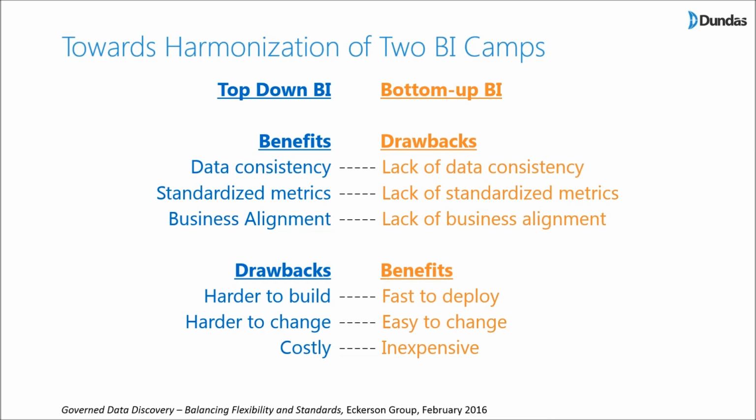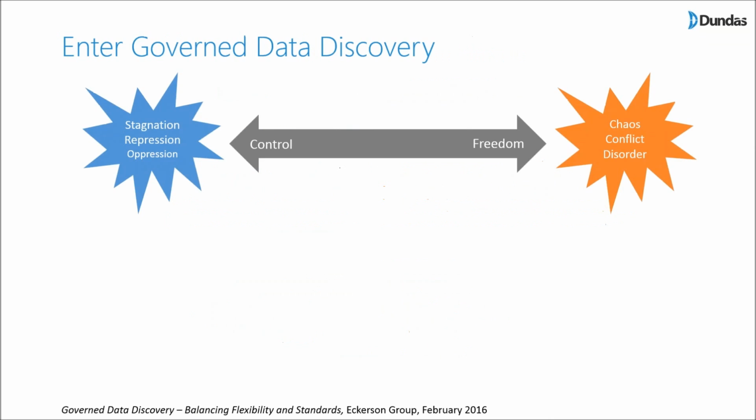However, there are some very good benefits to bottom-up as well. It is fast to deploy, it's easy to change, and it's inexpensive. In short, it's more flexible, and a lot more can be done with this. So at the end of the day, top-down and bottom-up are just different means to the same end. And in an organization where the end goal is to make data more accessible, it becomes more and more apparent that a blend of these two approaches is necessary.